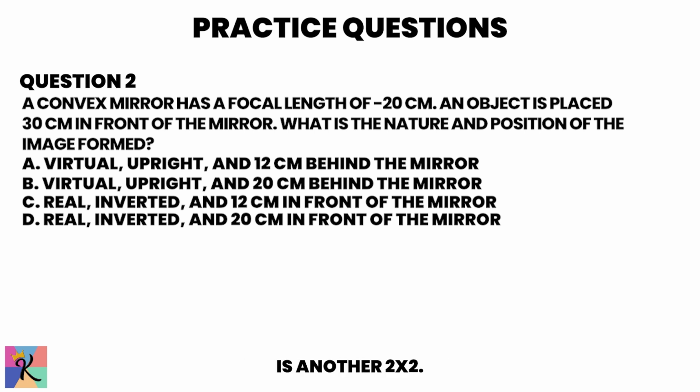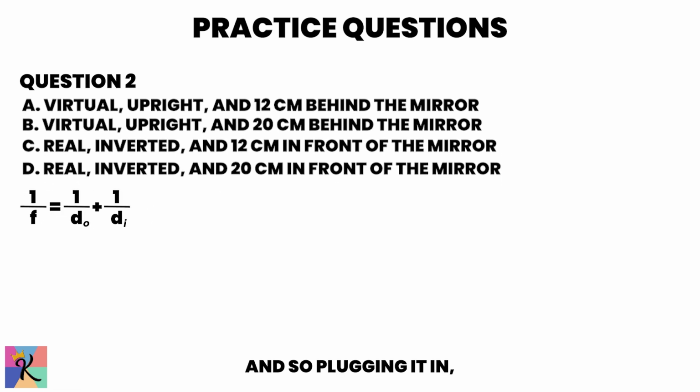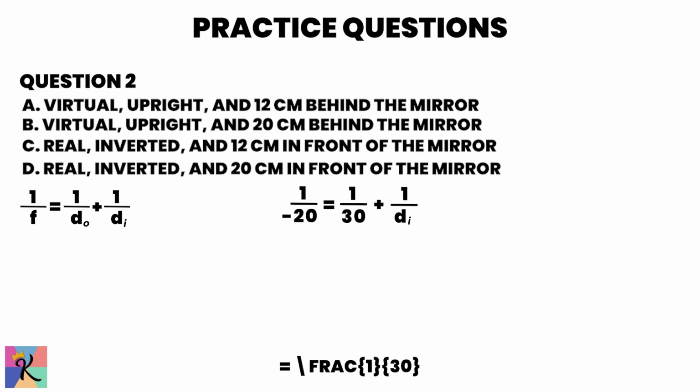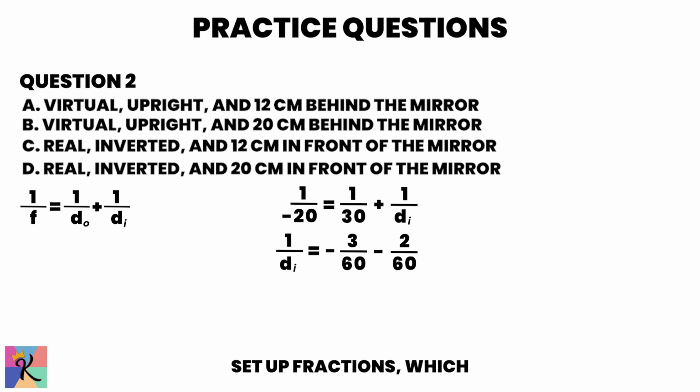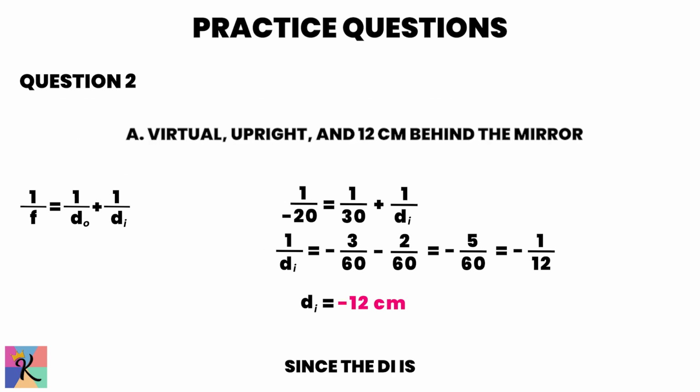So again, in this question, it is another 2 by 2. Again, we are using the mirror equation. So 1 over f is equal to 1 over do plus 1 over di. And so plugging it in, we have 1 over negative 20 is equal to 1 over 30 plus 1 over di. Solving for di, we can just set up fractions, which we get negative 3 over 60 minus 2 over 60, which gives us negative 5 over 60, or negative 1 over 12. di is then therefore equal to negative 12 centimeters. Since di is negative, the image is virtual and upright, and therefore located 12 centimeters behind the mirror, given the sign of the image distance.